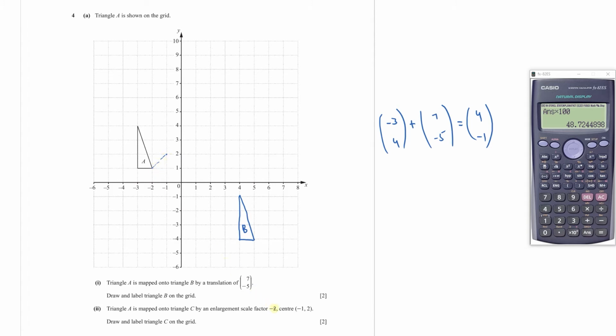And since your scale factor is -2, 2 means you will double the distance, and minus means the image will be on the opposite side. So you will continue on the opposite side of this center of enlargement. If the scale factor was +2, your image will be on the same side. So if this length was, let's say, 1 centimeter, your image of this point will be 2 centimeters in the same direction. So you will end up here. But since this is -2, I will move 2 centimeters on the opposite side.